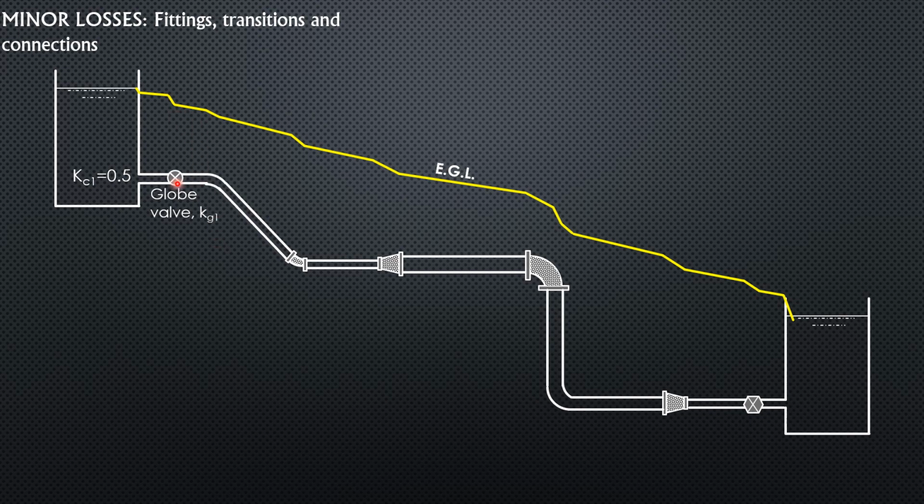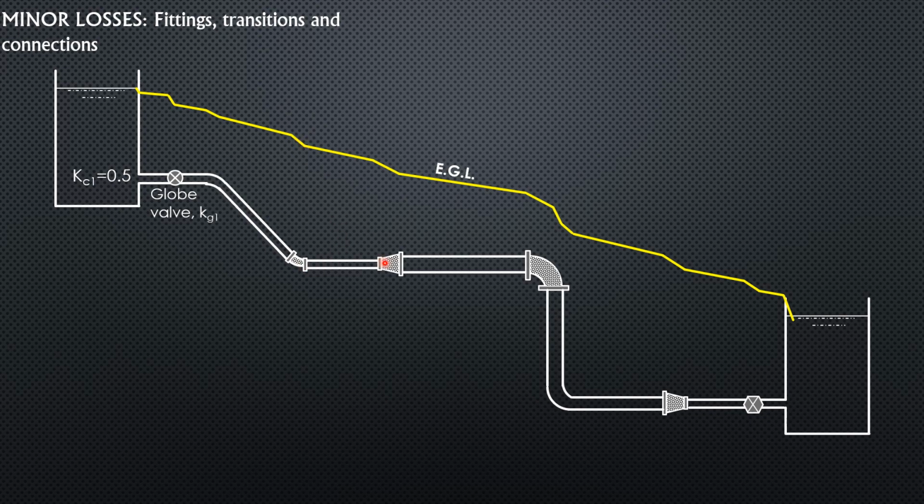Then between this valve and before the bend, it slopes downward because of the presence of this pipe, due to friction. The drop is due to friction. Then it drops again due to the presence of this bend here. Then between this bend and this elbow here, it slopes downward again, and the difference is due to pipe friction. It drops again due to the presence of this elbow, 30 degrees or 45 degrees, whatever.